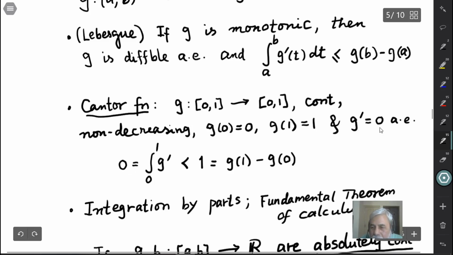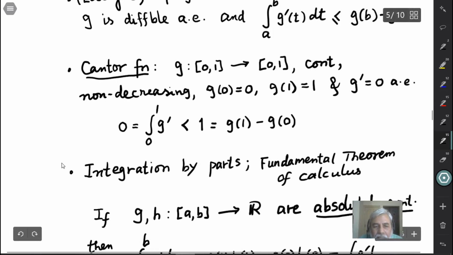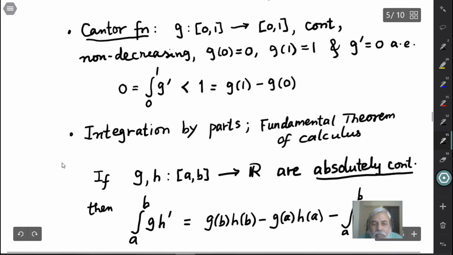Since g prime is 0 almost everywhere, its integral is 0, but g(1) minus g(0) is just 1. So there is a strict inequality here. So the fundamental theorem of calculus, as we know from elementary calculus, does not hold for almost everywhere differentiable functions, and that is another important distinction.